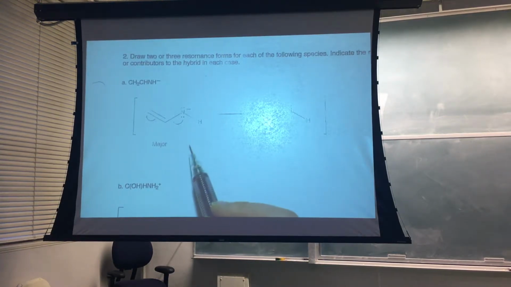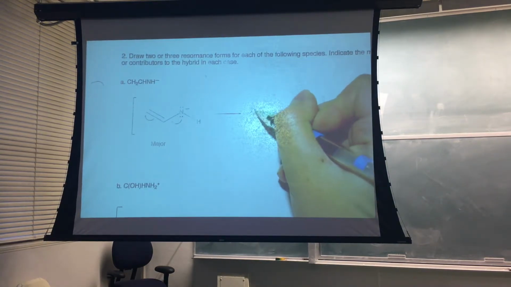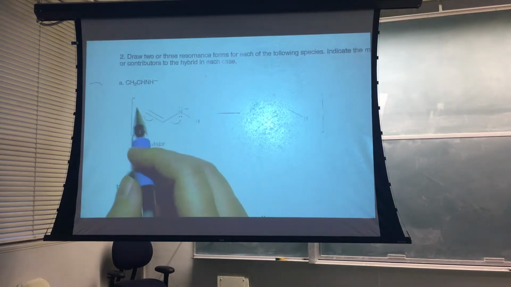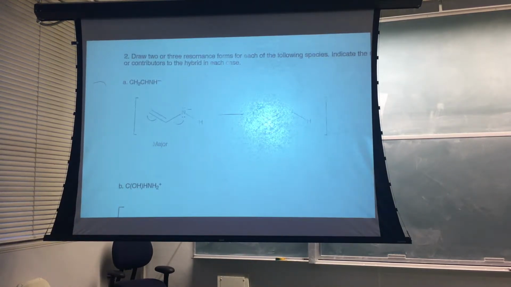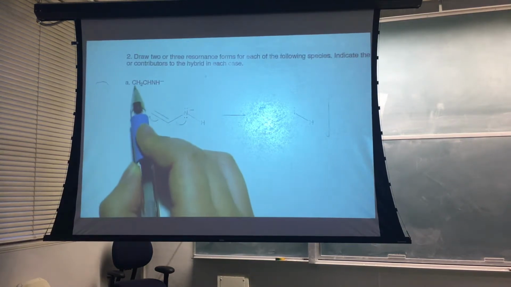You can draw more if you want. Oh, it's not really clear here. So there's a lone pair and a minus charge. I see a lot of students in other sections that have problems in drawing this structure.